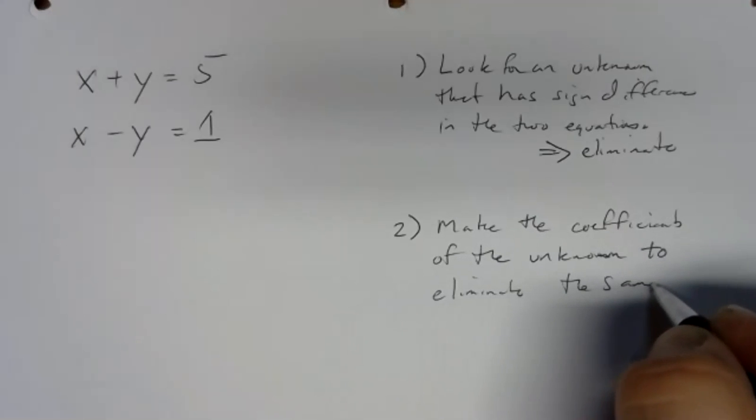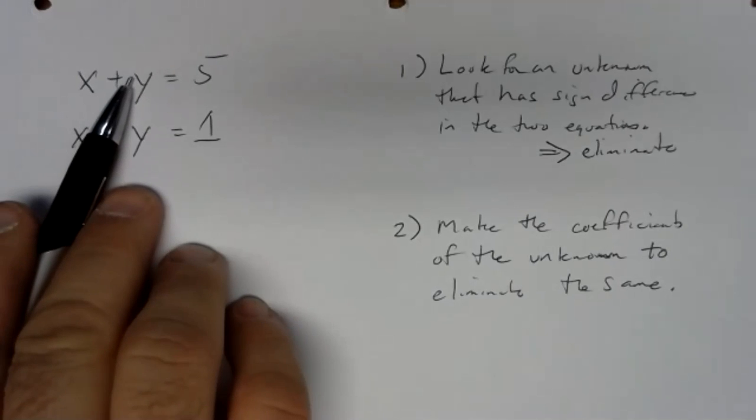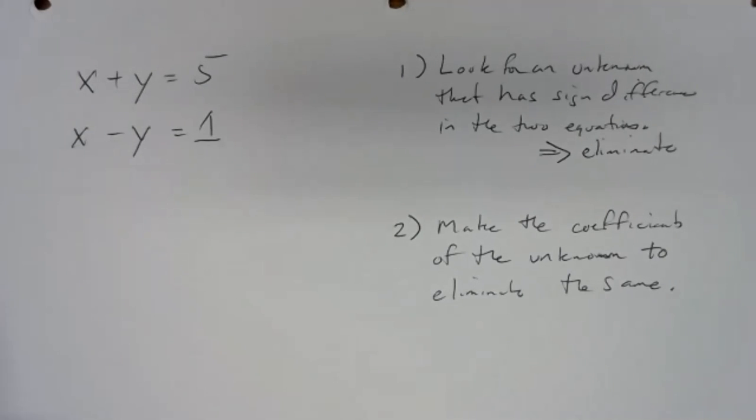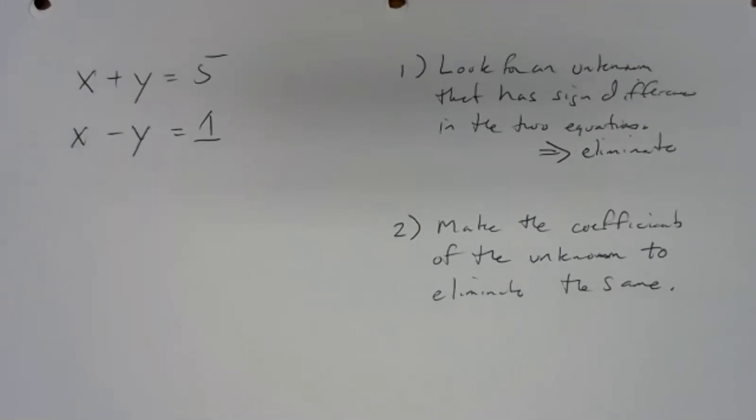the same. And in fact, in this problem, they're already the same. We've got a positive 1y here. We've got a negative 1y here. In our next example, we'll see a situation where they're not the same, and we'll have to figure out a way to make them the same. And I'll show you a relatively quick and easy way to do that. So in this case, we don't really have to do anything for step 2. It's already done.